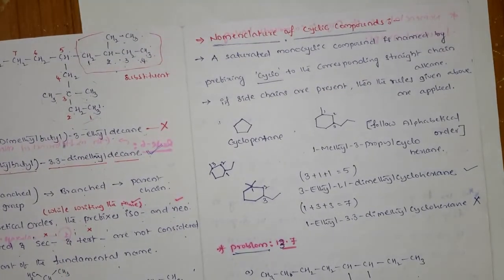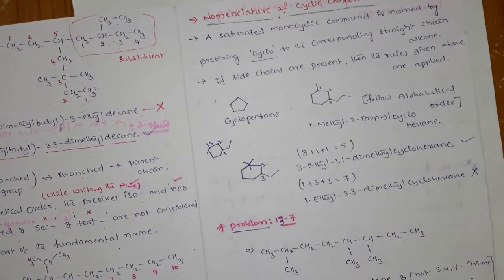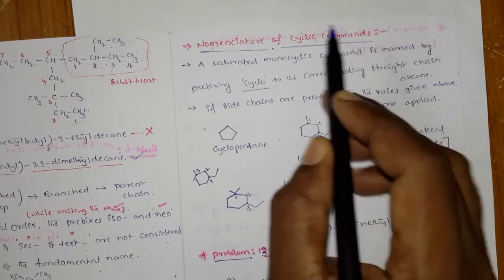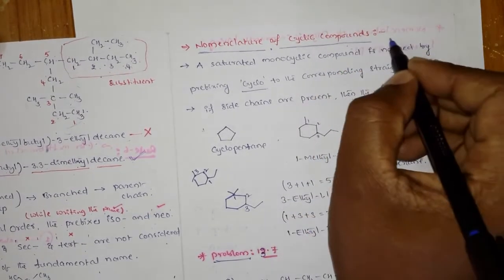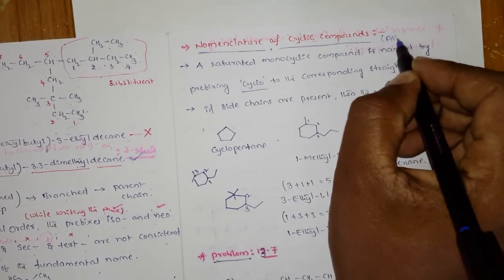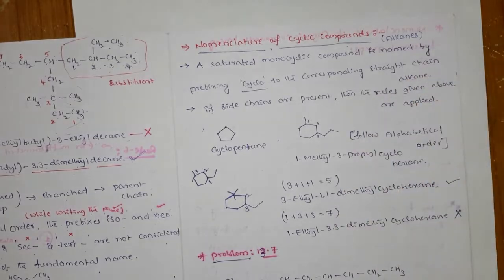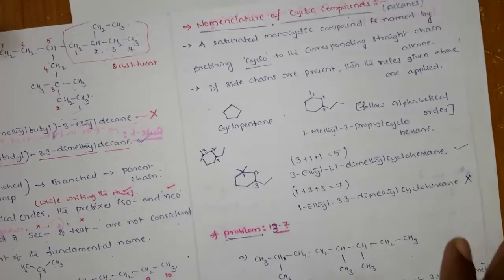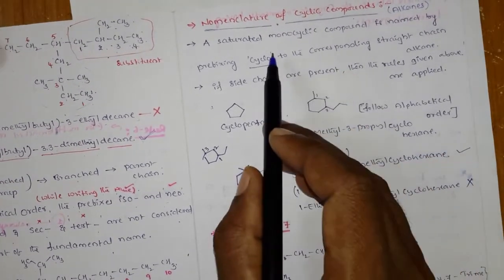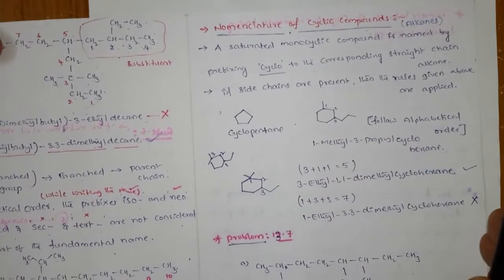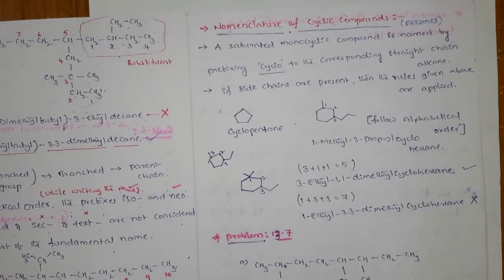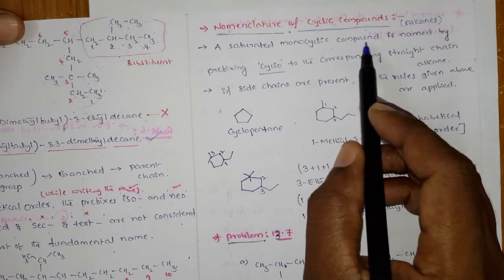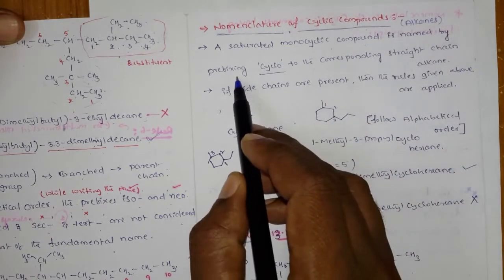Hello students, in this lecture we are going to see the nomenclature of cyclic compounds, especially cyclic alkanes. In cyclic compounds there are no double bonds or triple bonds involved. For that, the same rules we learned in the previous lecture apply, so you have to be clear with that, then only we will understand this. A saturated monocyclic compound is named by prefixing cyclo.